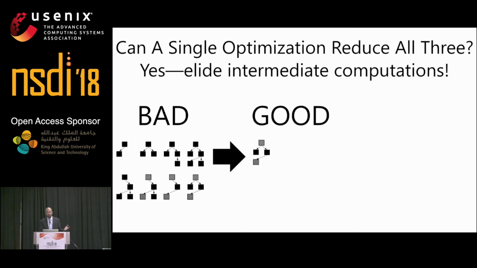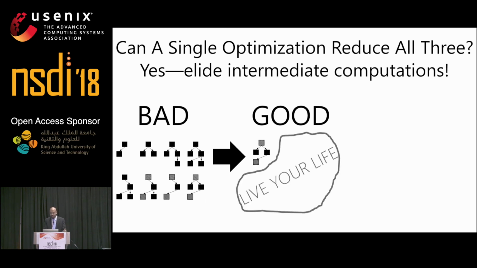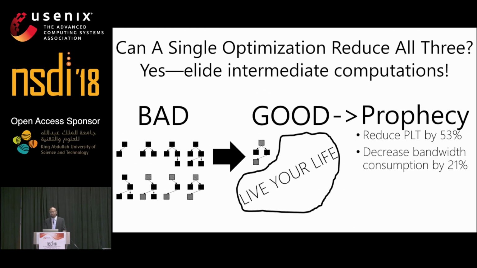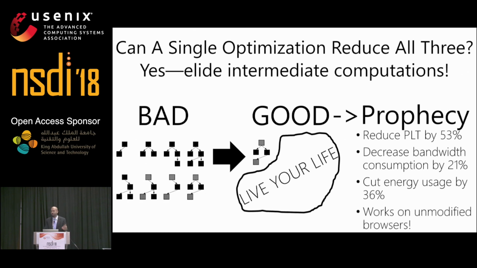So the good way to load a page is to let the server pre-compute that final frame state so that the client only needs to do the writes that are necessary. And then mobile users can live their life unburdened by the crippling psychological fear of inefficient mobile page loads. So I described a concrete system called Prophecy, which does exactly this. It reduces page load times by 53%. It decreases bandwidth consumption by 21% and cuts energy usage by 36%. And conveniently, it works on unmodified browsers.